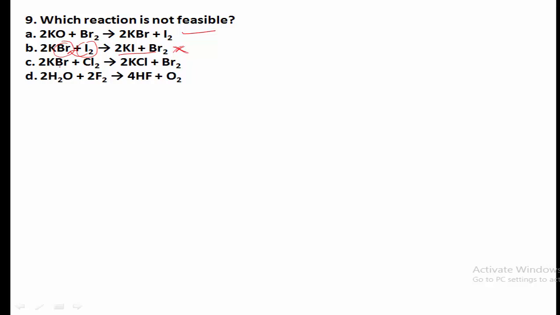Then we see another two reactions, KBr plus Cl2. Cl2 is more reactive than Br, hence this reaction also takes place. It is feasible. And H2O plus 2F2. Fluorine is more reactive than oxygen, and hence this reaction is also feasible. So option B, this reaction is not feasible.